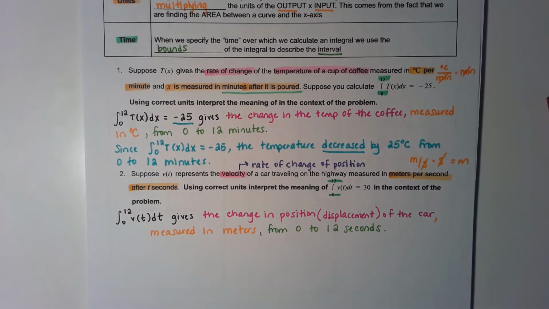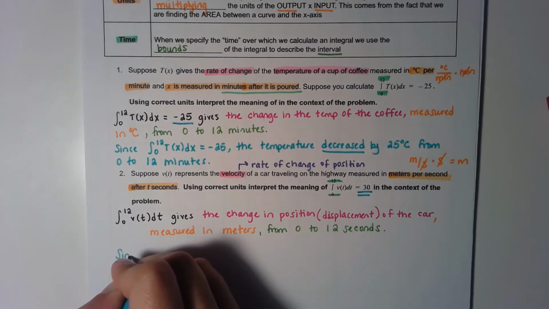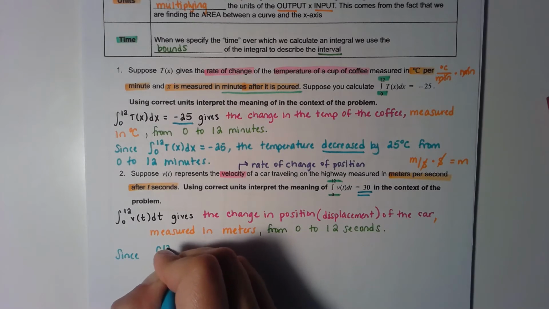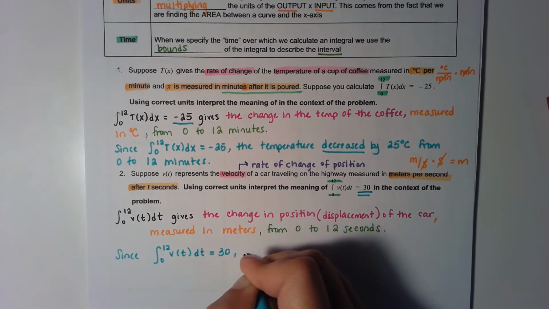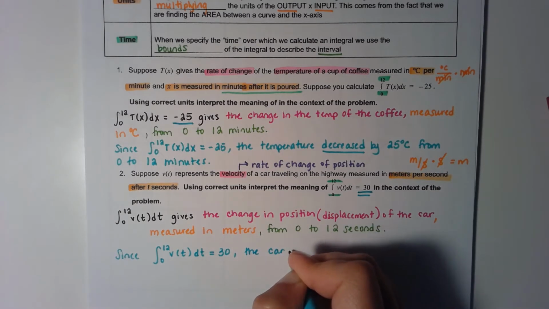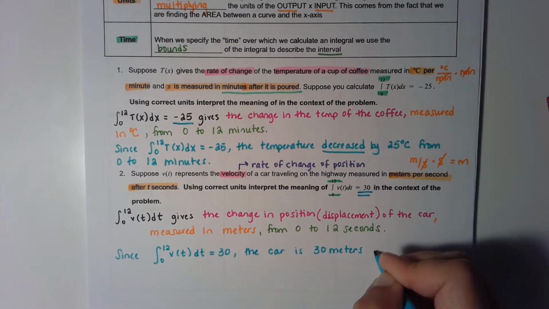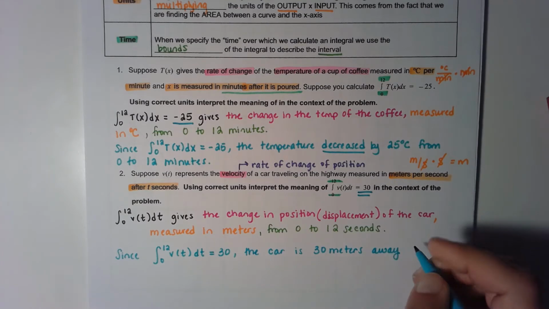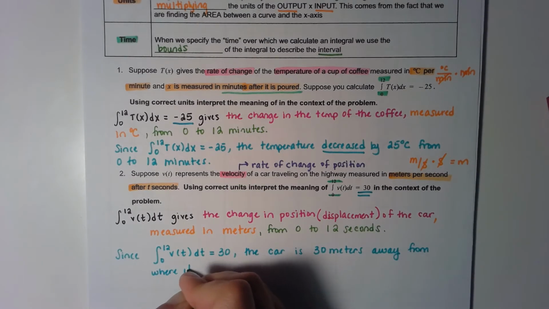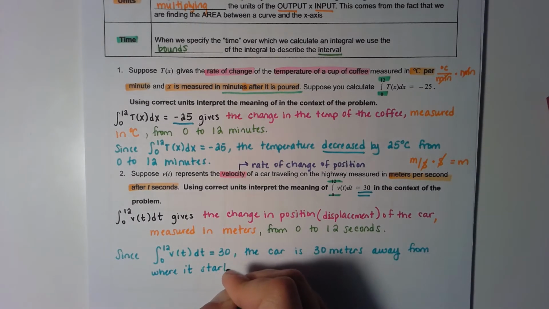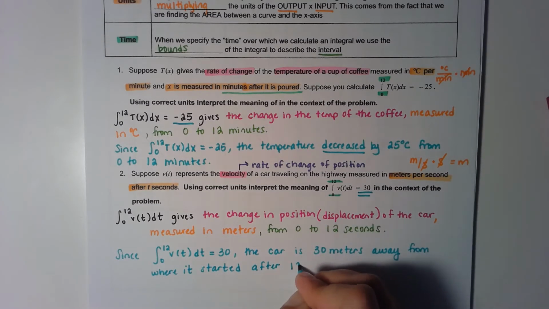Now, the second part of interpreting is saying specifically what does the 30 tell you? So you would say since the integral from 0 to 12 of v of t dt is equal to 30, the car is 30 meters away from where it started after 12 seconds.